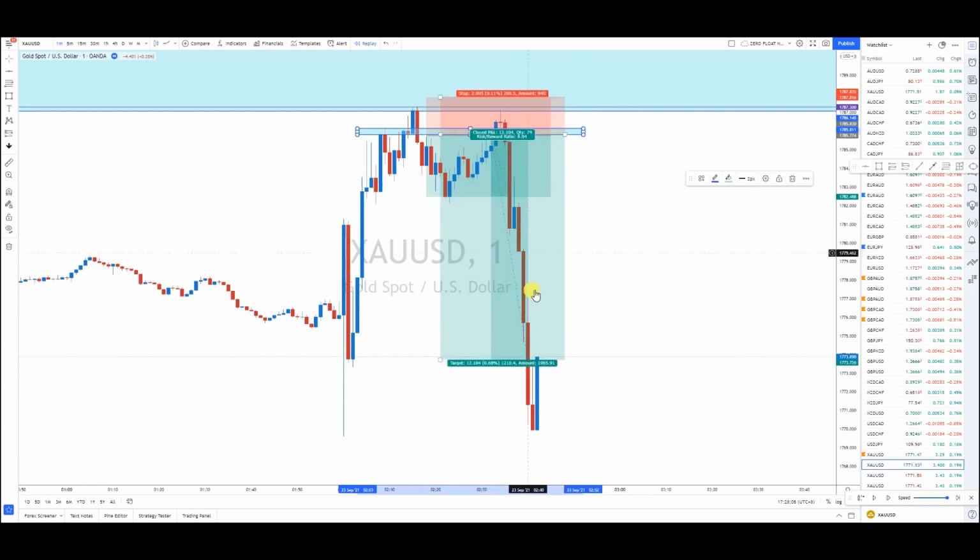See, price quickly comes down. In less than 10 minutes, you can get your TP. It is a very good risk reward ratio here, guys. In less than 10 minutes, you get 121 pips. That's the good thing about trading gold.